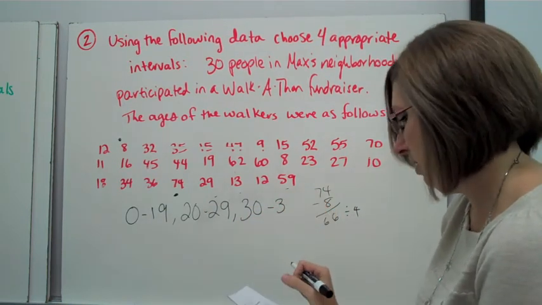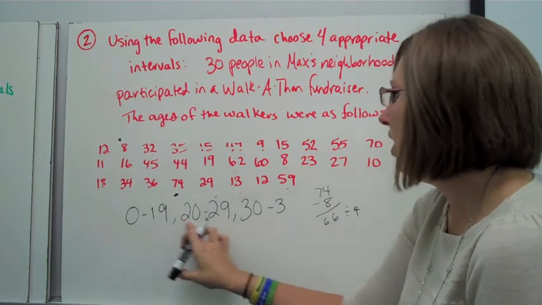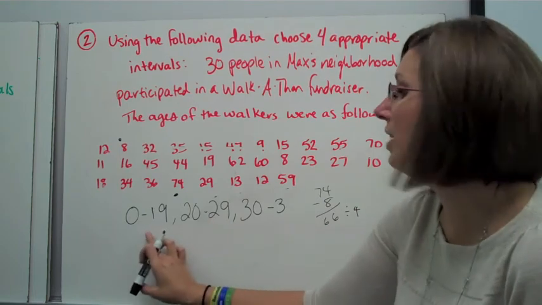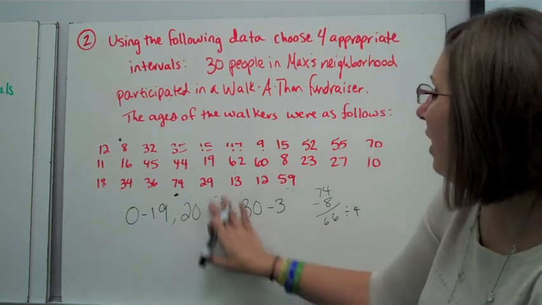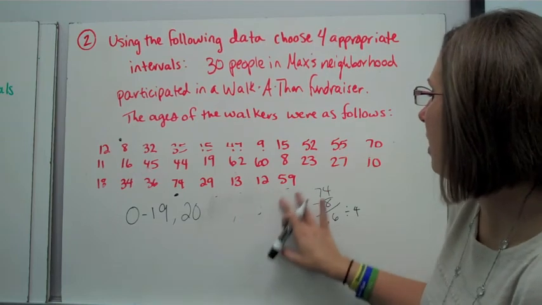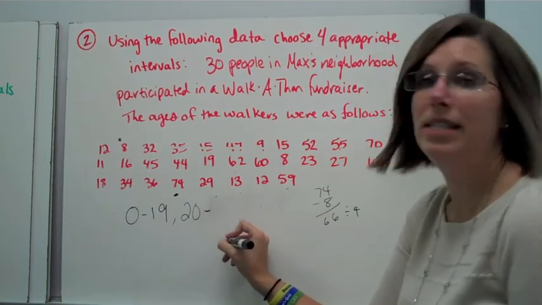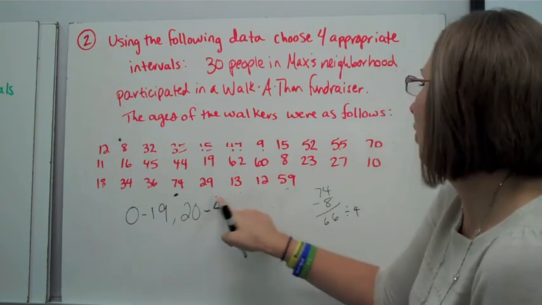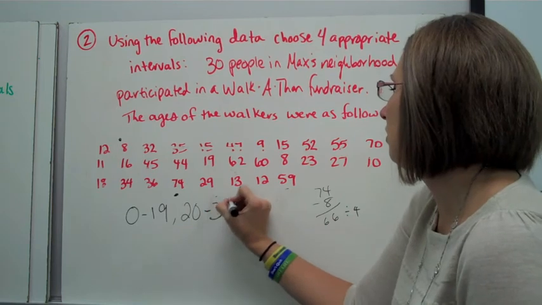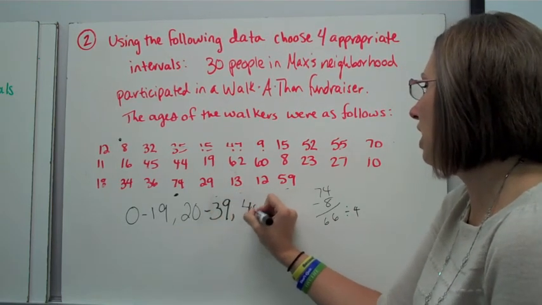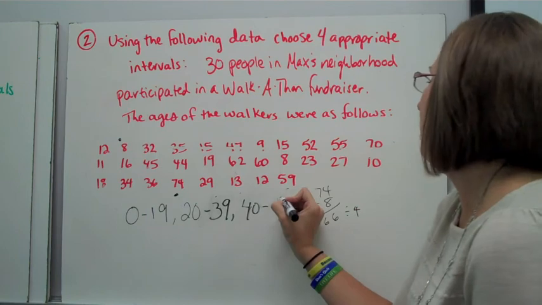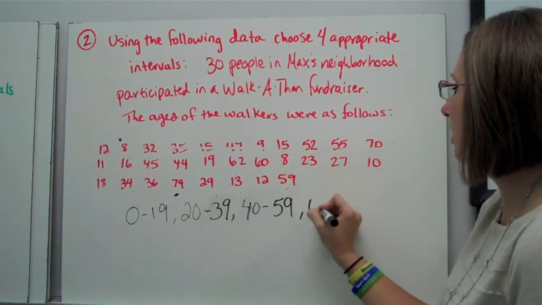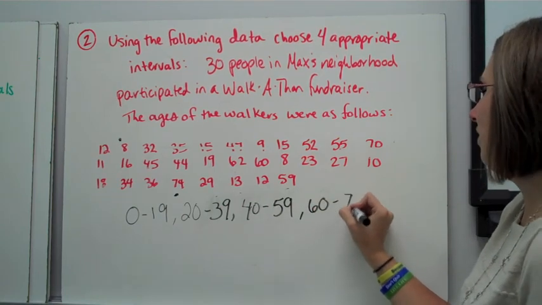No, that doesn't make sense. Okay, so here what I did, I messed up a little. That only contains 10 pieces of data. This one contained 20 pieces of data. So I got to go back and fix that. I want 20 pieces of data in every interval or bin. So that's going to be 20 to 39. There we go. Then 40, and then I have to jump to 59. And then I've got to go to 60, jump to 79.